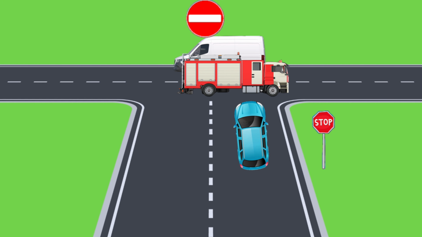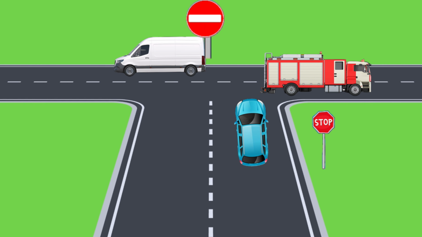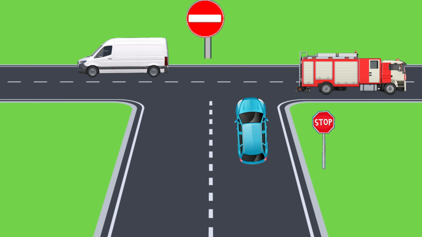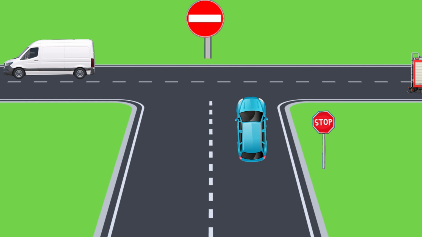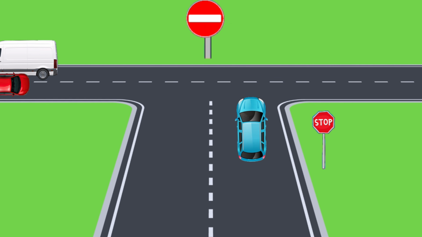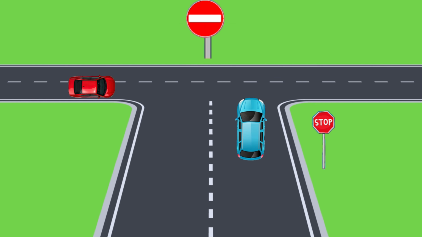The blue car must always stop at the designated point. Then, it must give way to all vehicles on the main road and allow them to pass. Only after all cars have passed, and after carefully checking that the road is clear, can the driver safely enter the main road.